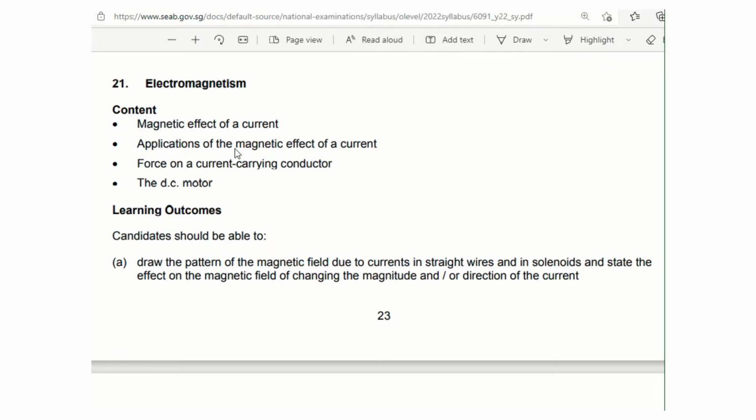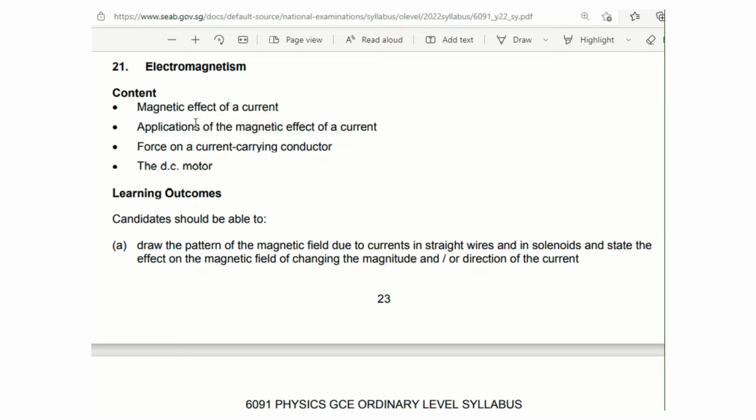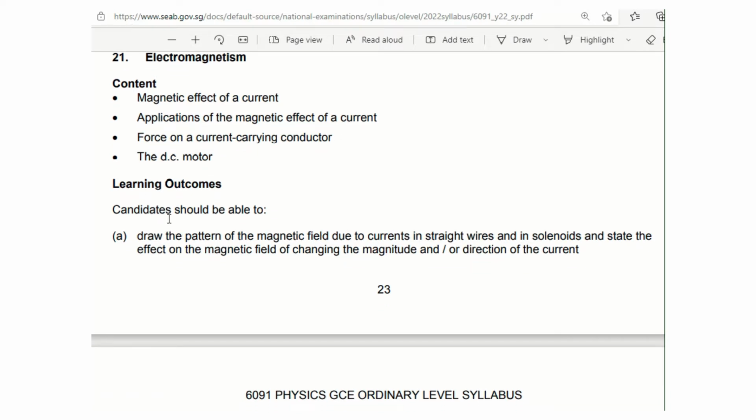Alright, so let's take a look at the syllabus to look at what is tested on the topic of electromagnetism. In the first part, we will be looking at the magnetic effect of a current. Under the magnetic effect of a current, in part A, you need to be able to draw the pattern of a magnetic field due to currents in a straight wire and its solenoids, and state the effect on the magnetic field of changing the magnitude and/or direction of the current.